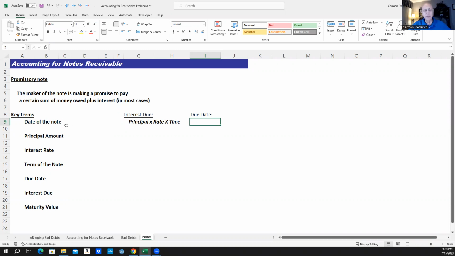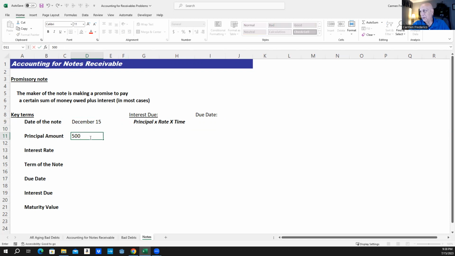So, key terms. The date of the note is when the promise is made. Let's say the promise was made December 15th. They made a promise to pay. Now let's say they owed us $5,000, so they promised to pay us $5,000. And they're going to pay us interest of 5%. The term of the note is going to be 60 days.